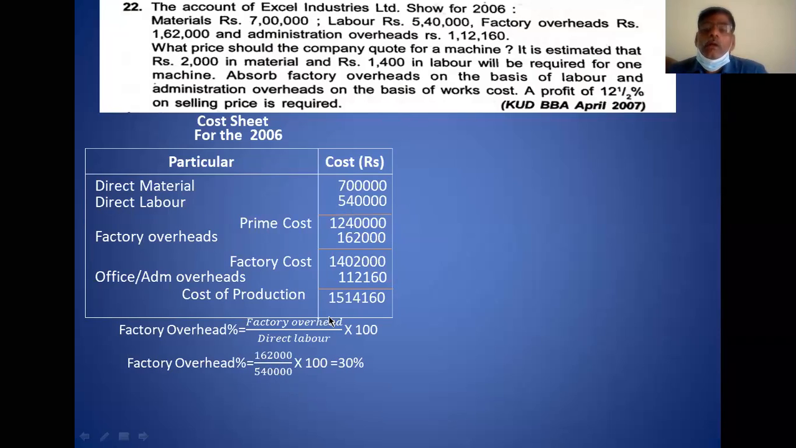If you fill the amounts in the equation, 1,62,000 divided by 5,40,000 into 100 is 30%. What does it indicate? For every 100 rupees of labor, you have to incur 30 rupees of factory overhead. For every 100 rupee labor cost, there is a 30 rupee factory overhead. This is the meaning in this equation.